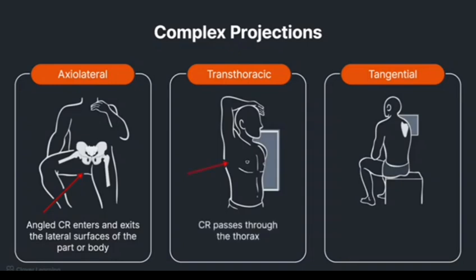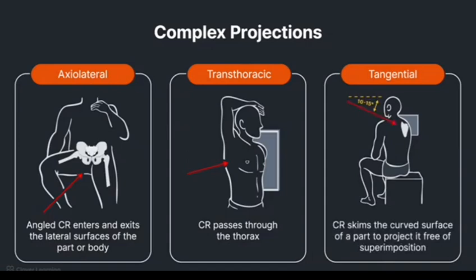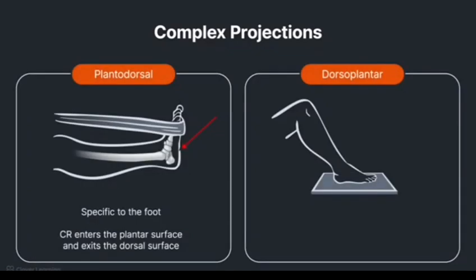Transthoracic. CR passes through the thorax. Tangential. CR skims the curved surface of a part to project it free of superimposition. Plantodorsal. Specific to the foot. CR enters the plantar surface and exits the dorsal surface.